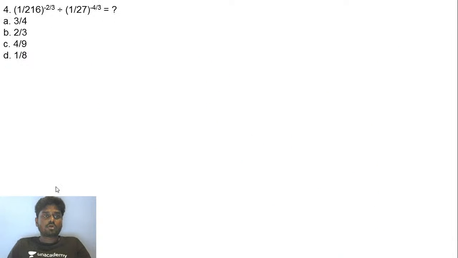Yeah, come on. That is 1 by 216, the whole power minus 2 by 3, divided by 1 by 27, the whole power minus 4 by 3. What is the right option for the fourth? Come on, guys.